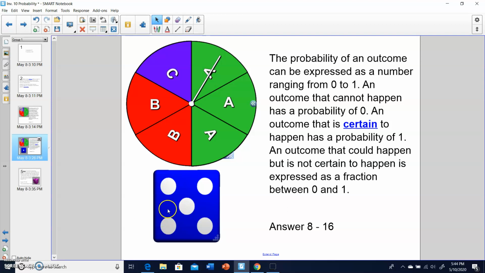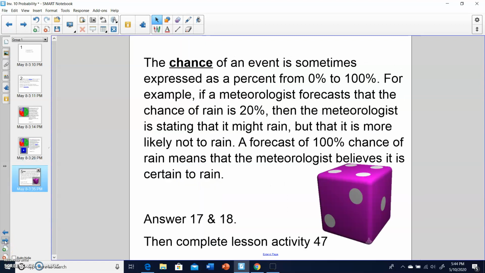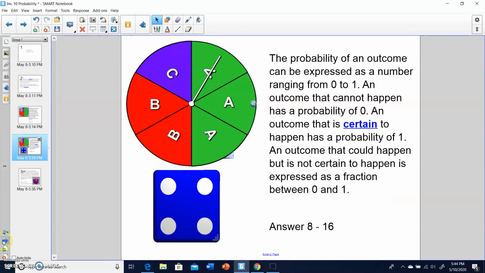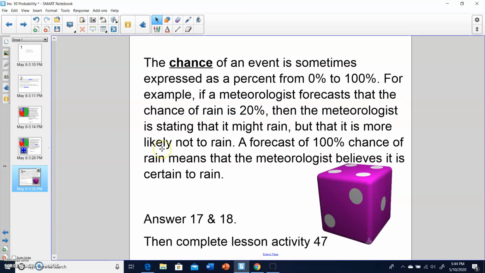Well, let's see. Did I get a 6? No, so it's definitely not certain. I would say that it would be unlikely to happen because I have 1 out of the 6 chances to roll a 6 and 5 out of the 6 chances to roll anything else. So if you haven't answered numbers 8 through 16, go ahead and do that. Pause the video and then you can continue.